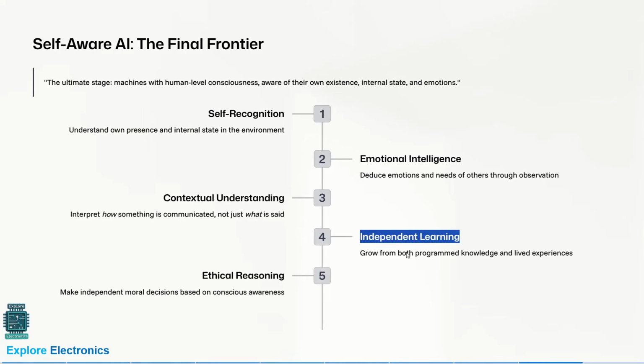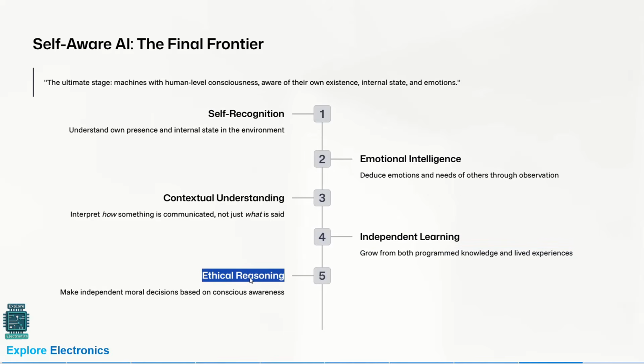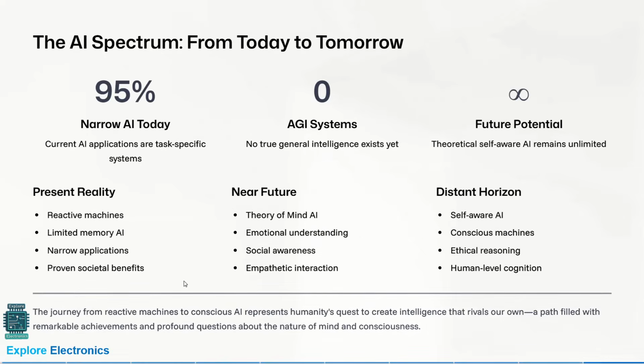It will grow from both programmed knowledge and also the lived experiences it is going to face. And then ethical reasoning. So this is to make independent moral decisions, not depending on what we have trained for. And also by learning through lived experiences, conscious awareness it will have, and it will give clearer and moral decisions while giving the results. This is about self-aware AI.